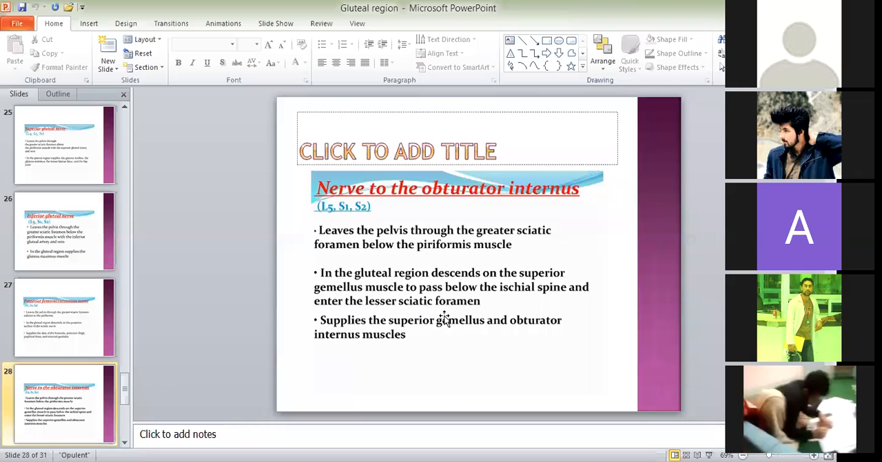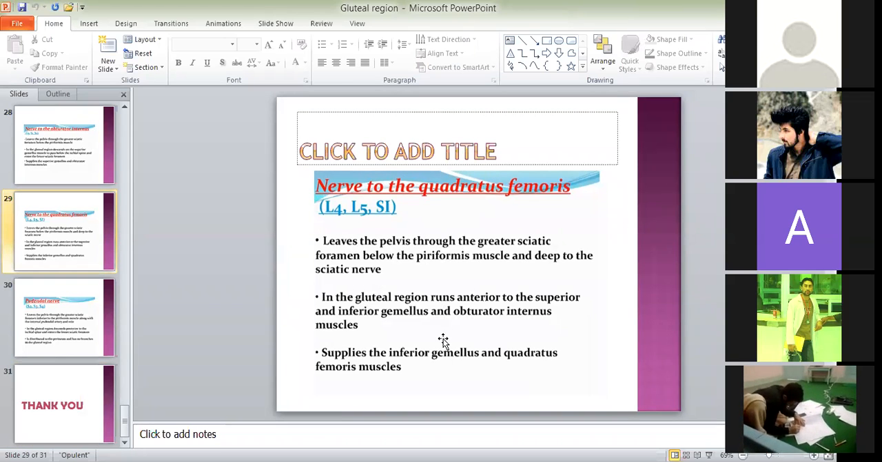Okay, superior gemellus muscle is supplied by the nerve to obturator internus, while the inferior gemellus is supplied by the nerve to quadratus femoris. Okay. Nerve to quadratus femoris leaves the pelvis through the greater sciatic foramen below the piriformis muscle and deep to the sciatic nerve. In the gluteal region, it runs anterior to the superior and inferior gemellus muscle and obturator internus muscles. It supplies the inferior gemellus and quadratus femoris muscles. From the name, you can simply indicate that nerve to quadratus femoris will obviously supply the quadratus femoris muscle, but you should also remember that it also supplies the inferior gemellus muscle.